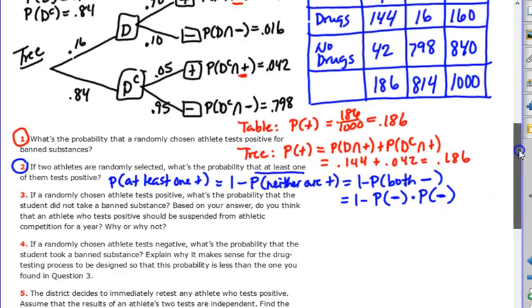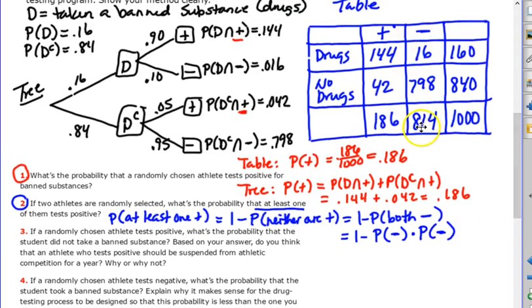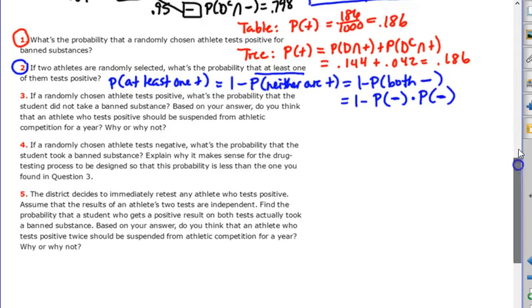Well, the probability that they tested negative would be 814 over 1,000, or 0.814. We could also get that by adding 0.016 and 0.798, which is basically what we're doing here. So 0.814. So this is 1 minus 0.814 times 0.814, or 0.814 squared, and that would be 0.337. So there's about a 33.7% chance that you would get at least one positive test from two randomly selected athletes.